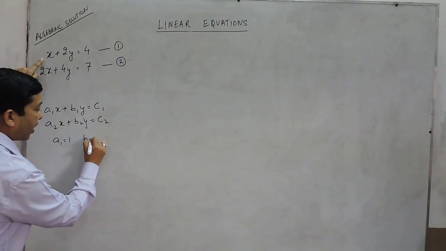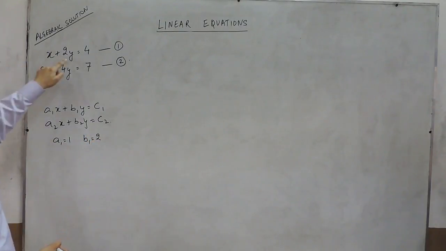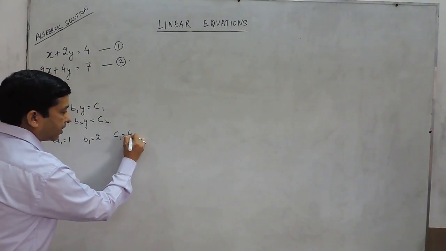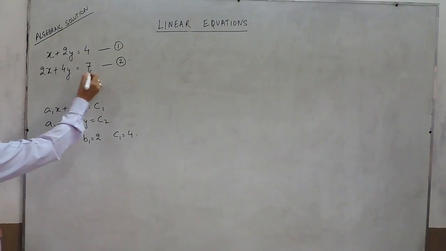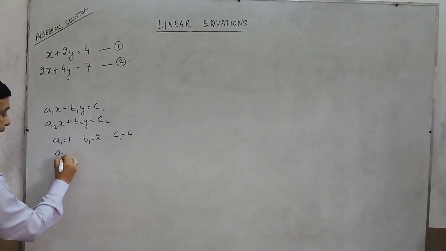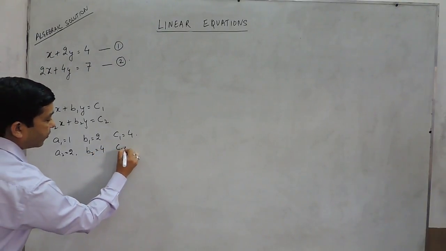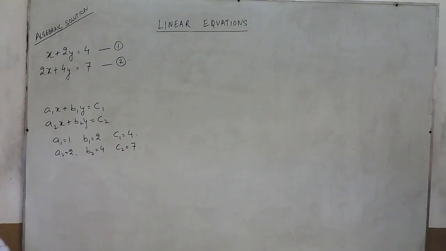The value of b1 is 2 as the coefficient of y is 2 in the first equation, and the value of the constant is 4. While if we look at the second equation, the value of a2 is 2, the value of b2 is 4 and the value of c2 is 7.